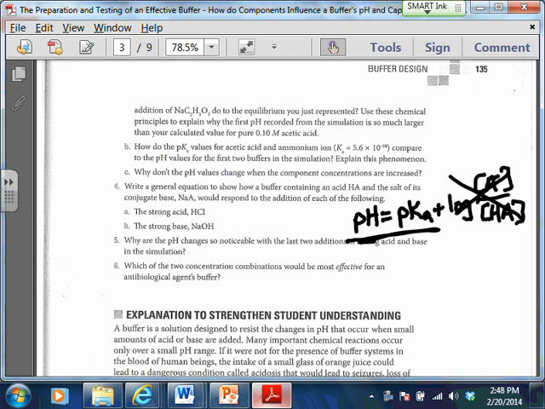And then why don't pH values change when the component concentrations are increased? Remember, you're going to notice this when you do the activity as well, that the pH values actually don't change. It's because it's the ratio, right? So it doesn't matter if you have 0.1 up here for A minus and 0.1 down here for HA, or 1 and 1 for those two numbers. The ratio is still the same, so the pH is still going to be the same.